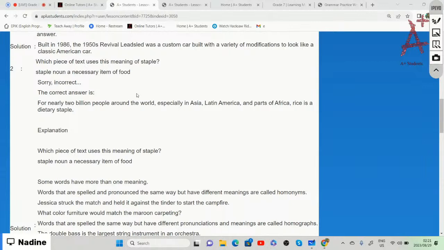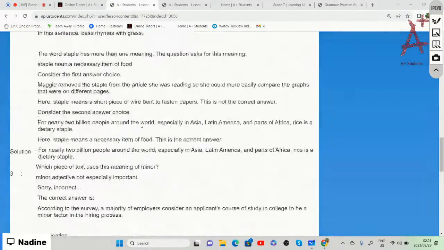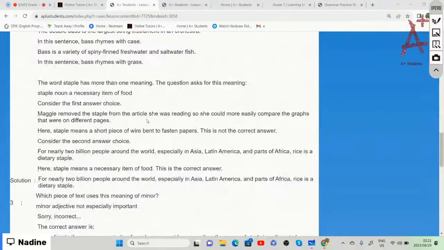So staple, noun, is a necessary item of food, right? For nearly 2 billion people around the world, especially in Asia, Latin America, and parts of Africa, rice is a dietary staple. So you always find people in those areas who have staple food such as rice within their cupboards, right? The word staple has more than one meaning. That is why we call these multiple meaning words, because they have more than one meaning.